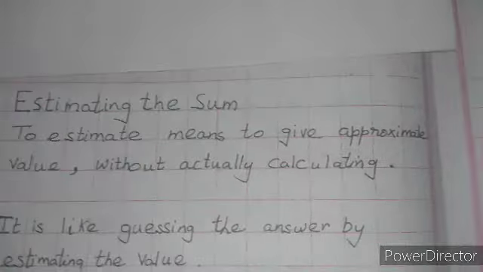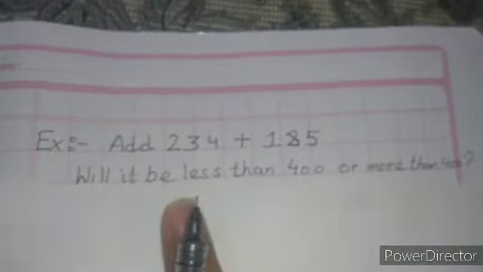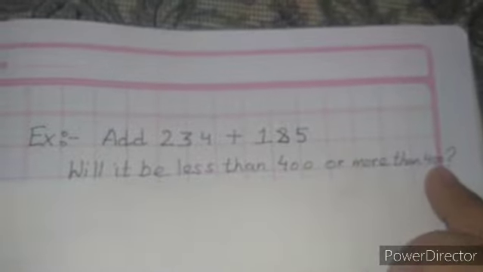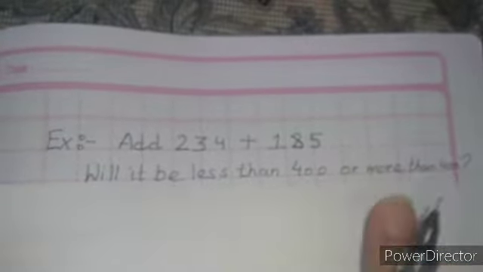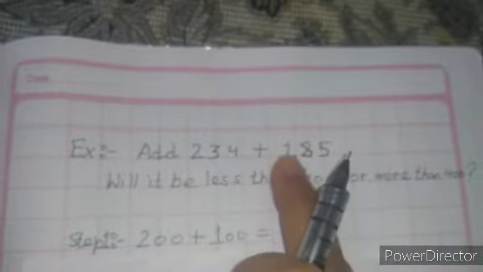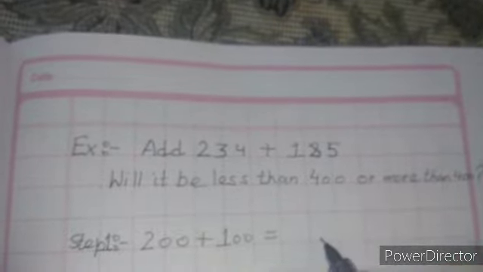Okay, so let us look into an example. Here it says add 234 plus 185. So it says, will it be less than 400 or more than 400? To give the estimate for that, what we will do first? Step 1: here we take 200 and here we will take 100. So 200 plus 100, if there are zeros in the end, we will put 2 zeros, and 2 plus 1 is 3.